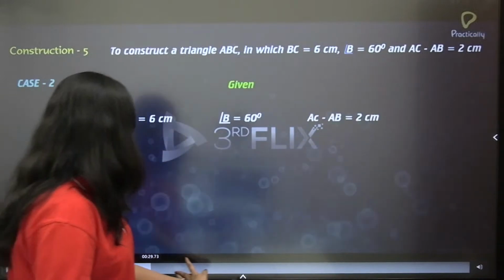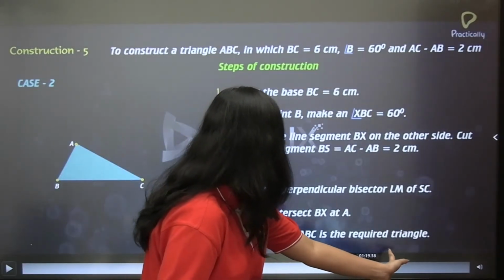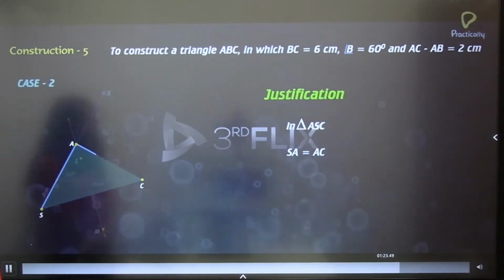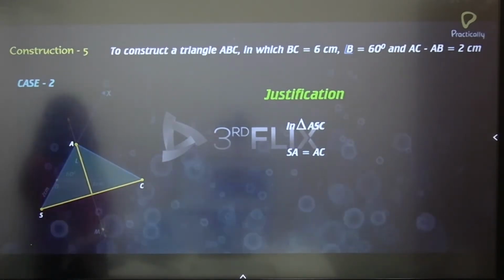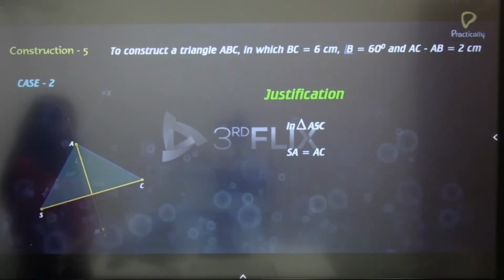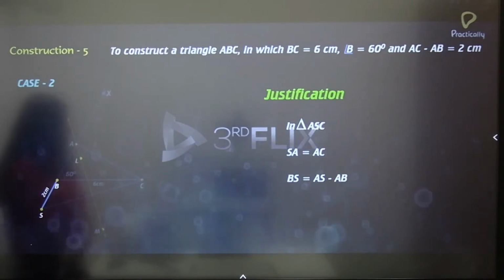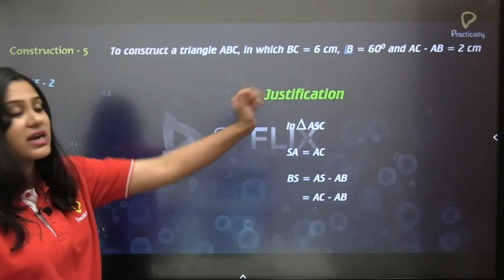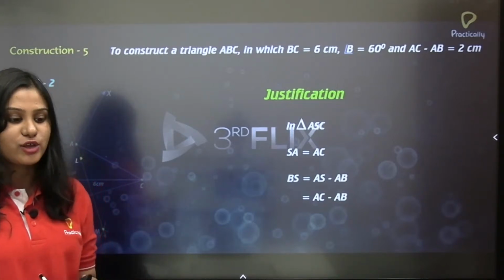So, yeah, let us just see the justification part. Okay, let me just start from justification. In triangle ASC, SC equals AC, of course, because the angles are equal, right? Next, BS is equal to AS minus AB, because we've already taken BS equal to AS minus AB, that is 2 centimeters. Right. So this is how you can justify your construction.